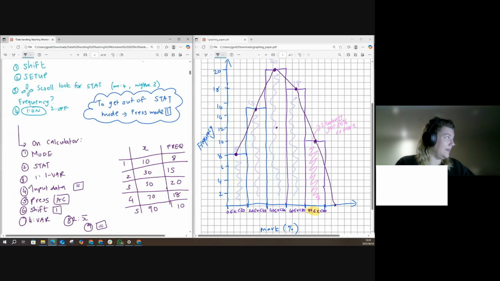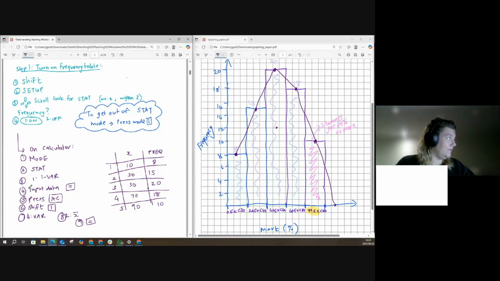I'll zoom out a little bit so that you've got it all on one page. So this is asking for your mean. Yes, the answer is 51.97. The magic of the calculator.